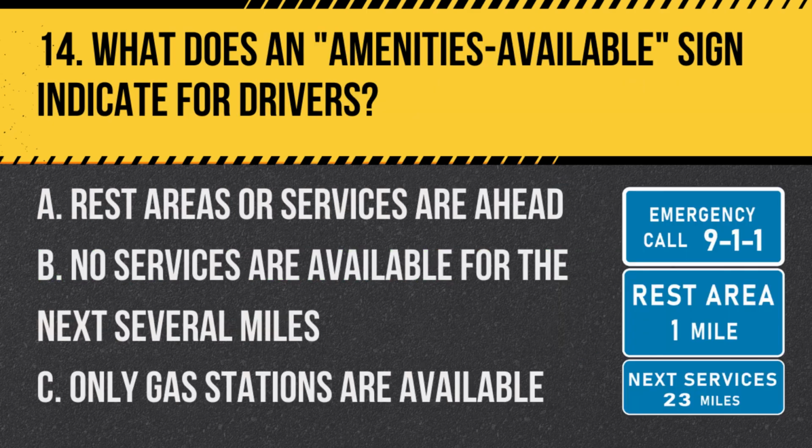Question 14. What does an amenities available sign indicate for drivers? A. Rest areas or services are ahead. B. No services are available for the next several miles. C. Only gas stations are available. Answer. A. Rest areas or services are ahead. This sign informs drivers about upcoming services.